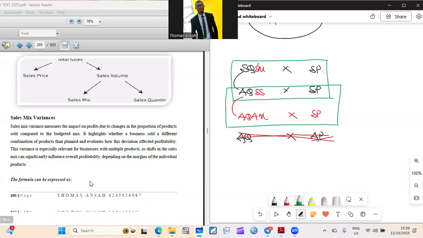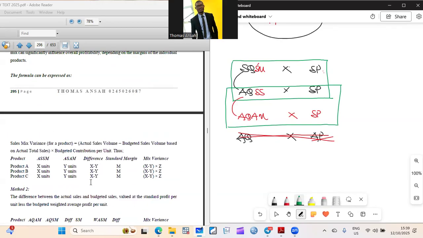So that is what you see here. So the difference between SQ, SM, SQ, sorry, SM, supposed to be SM, SQ, SM. Because all we did was to add SM to it. The difference between SM and AQAM are the standard. So this is what you do.